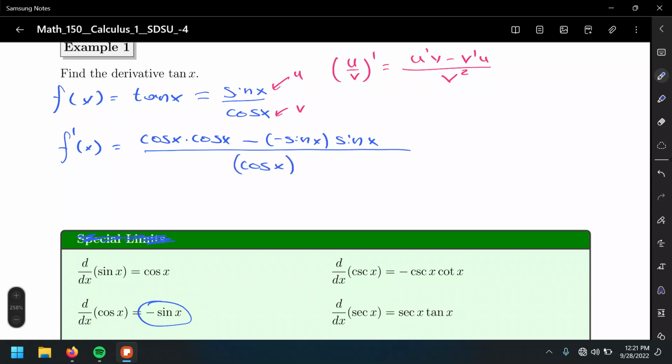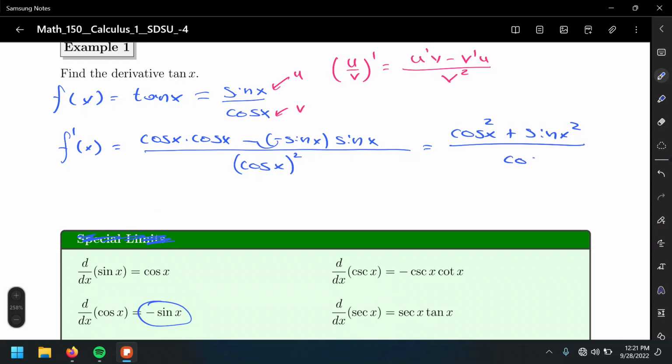Cosine x quantity squared. Alright, let's do one thing at a time. So cosine times cosine, that's going to give us cosine squared. And then negative times a negative is positive, sine times sine.